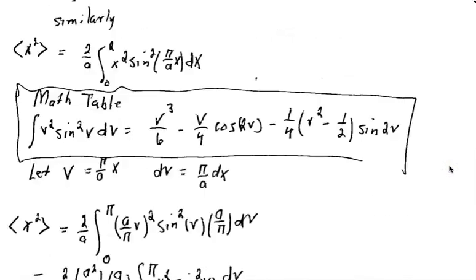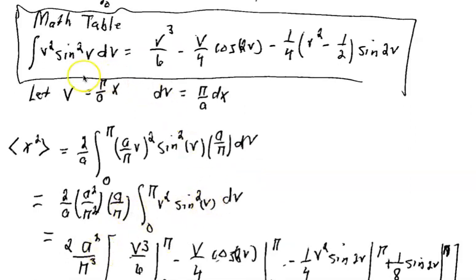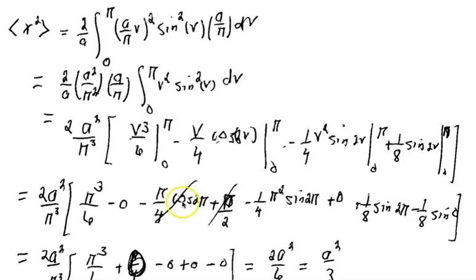Similarly, now I find the expectation value of x squared, and it's this expression. I go to the math table right here, and I need to get it in the format so I can use the math table. So I let v equal pi over a x, dv is equal to pi over a dx, make the substitution back here, and I get the expression in this form so I can use this. Of course, there are some constants that are going to come out front. And I make the substitution, go through the calculation, and I get the expectation value of x squared as being a squared over 3.